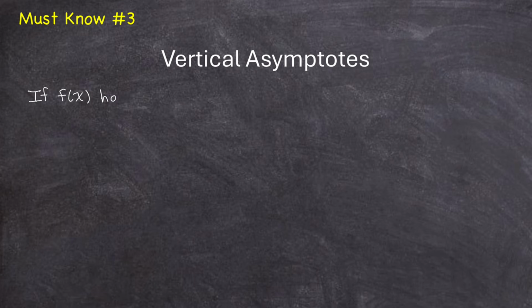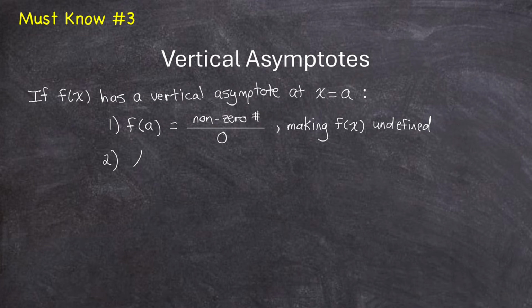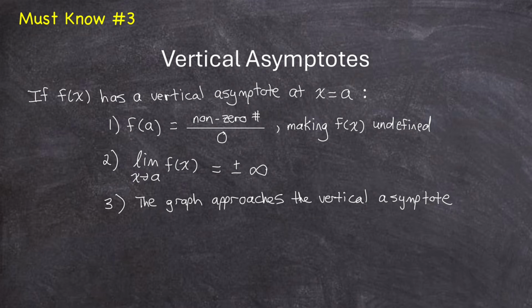If a function, let's call it f of x, has a vertical asymptote at x equals a, 3 things would be true. Number 1, the value of the function at a, so f at a, would equal some non-zero number divided by 0, which would make the original function undefined at that x value of a. And number 2, the limit of the function as the x value approaches a would be either positive or negative infinity. As a function approaches a vertical asymptote, it always goes towards infinity or negative infinity. And that's because, number 3, the graph will always just approach the vertical asymptote, but it'll never touch it or cross it.